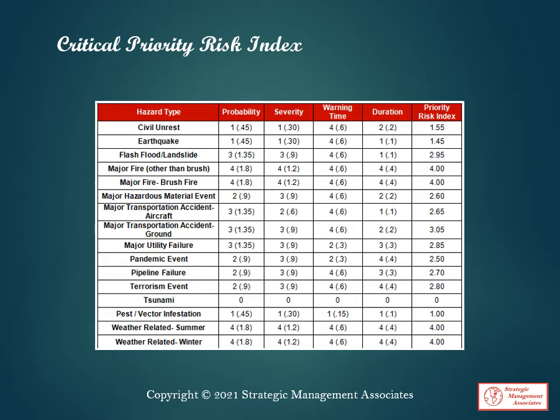And this should be based on history. Typically you want to look back 20 to 30 years, and like with Culver City, back in the 70s, they had a trash truck strike. So this type of hazard or impact needs to be inputted into this chart. And then each event is identified, or ranked, in terms of probability, severity, warning time, and duration, ultimately giving you a priority risk index number.